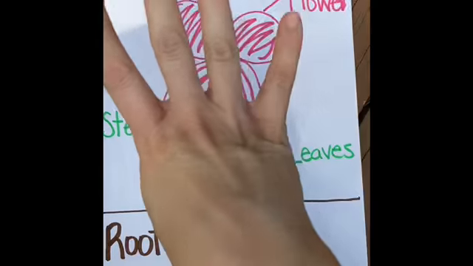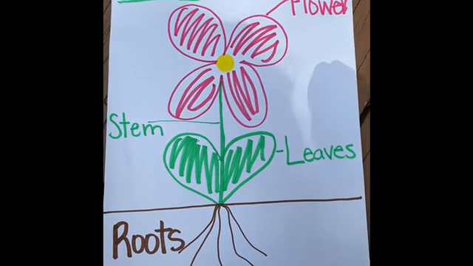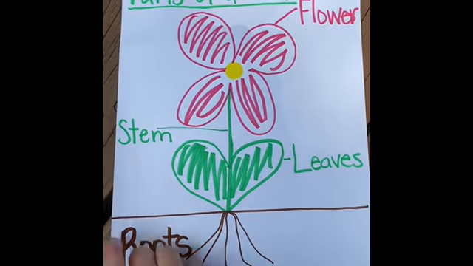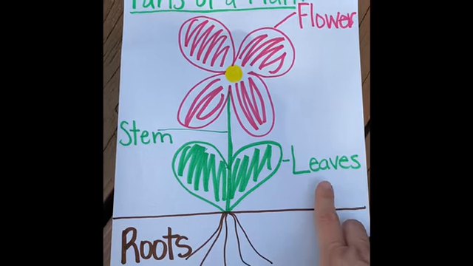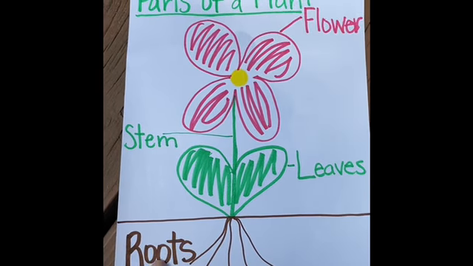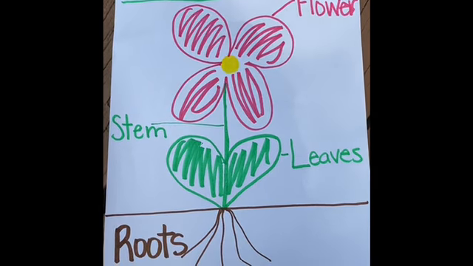So the 4 parts of the plants today are flower, stem, leaves, and roots, and they all have very important jobs. Let's go on a hunt. So Miss Bonnie is actually at my mom and dad's house right now, and we are going to find all sorts of different leaves, flowers, stems, and roots.